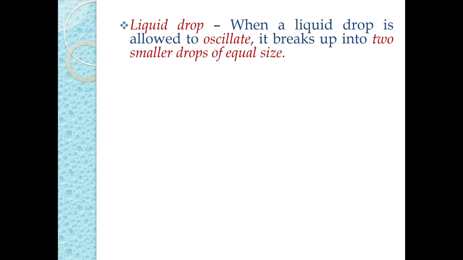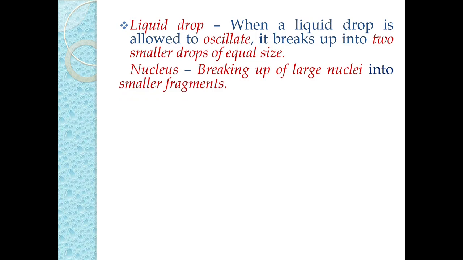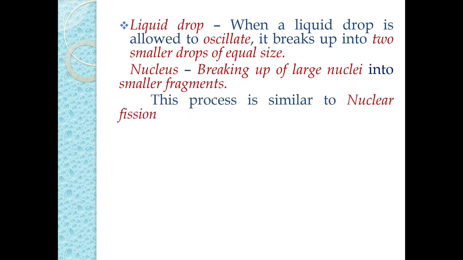This is one important phenomenon which the liquid drop model was able to explain successfully. When a liquid drop is allowed to oscillate, when you give an external force or vibrate a liquid drop, it breaks up into two or more smaller drops of equal size. Similarly, when you hit a nucleus with a neutron or give some energy from outside, the larger nucleus breaks up into two or more smaller fragments. This process is nothing but the process of nuclear fission. In this way, Bohr and Wheeler were able to explain nuclear fission.